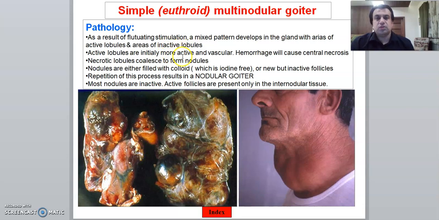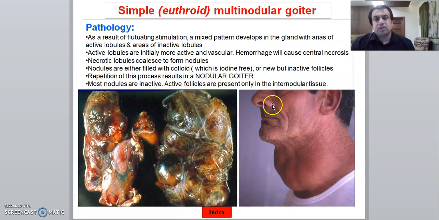All lobules are initially active and vascular, and if hemorrhage occurs, it can cause necrosis in them. Necrotic lobules then form nodules, and the nodules are either filled with colloid or the active nodules are very few, and it results in a nodular goiter. So this is the pathophysiology: sometimes there is hemorrhage in the nodule, which results in necrosis, and this results in nodular goiter. Most nodules are inactive, not producing any active hormones.